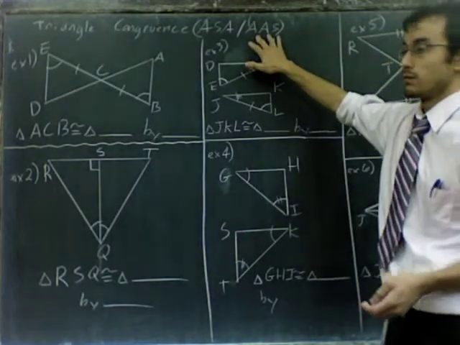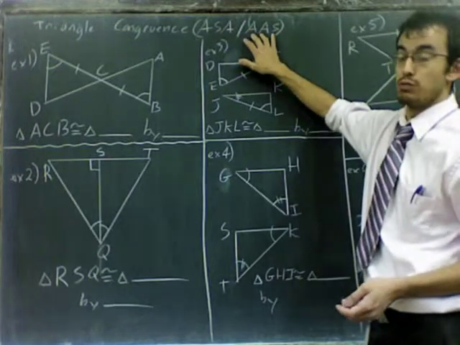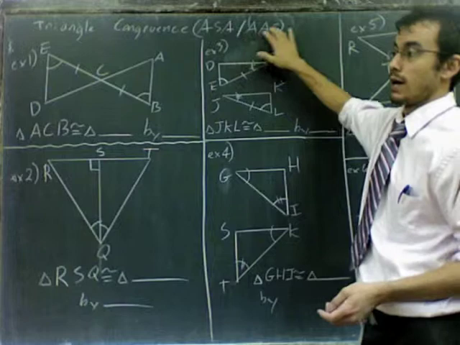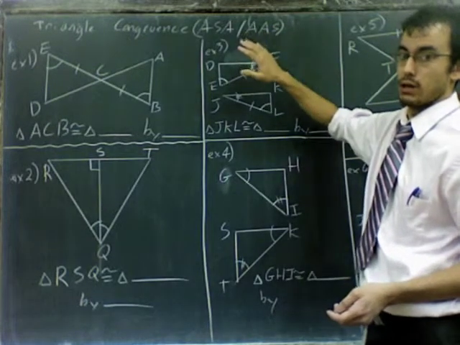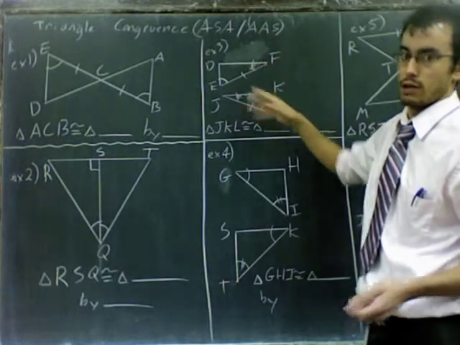This method actually comes from this method. It's again if you have two angles in one triangle congruent to two angles in another triangle, and the side not in between them in both triangles, and that side has to be connected to the same angle. Then it turns out that triangles are congruent in that case.